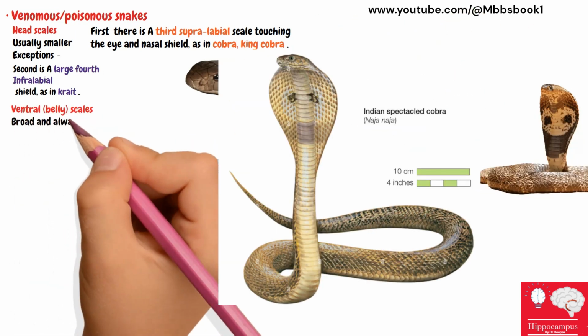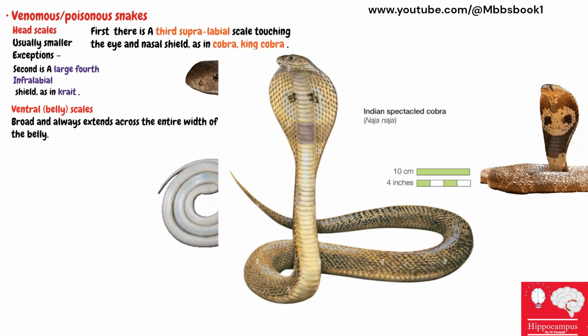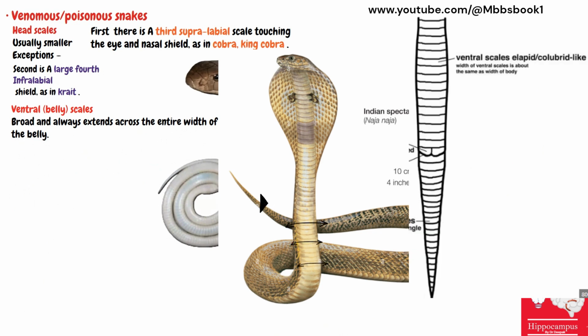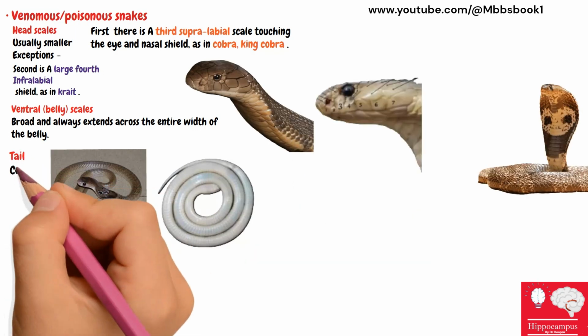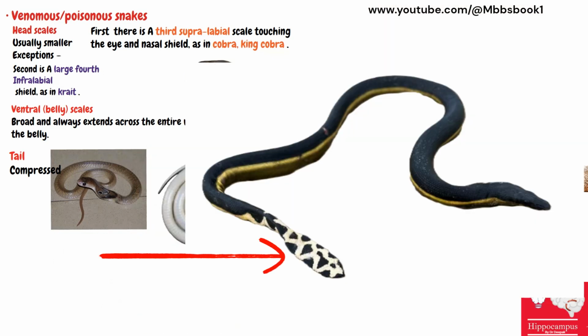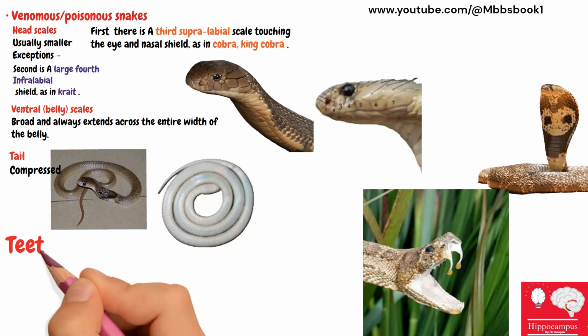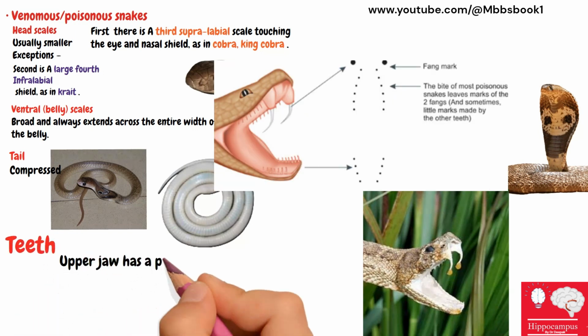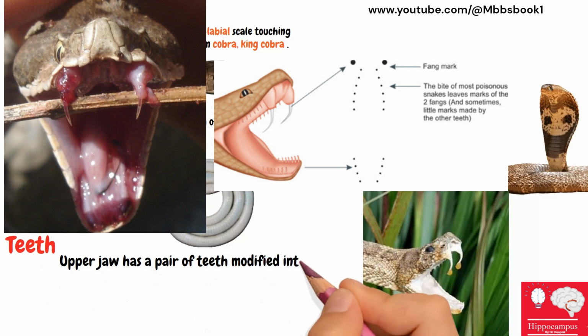After the head scale, now come to the belly scale. We are looking at the ventral body surface of the venomous snake. There are larger belly scales which cover the entire width of the ventral body surface of a venomous snake. The next one is the tail of the venomous snake. The tail is compressed in a venomous snake and it may be flat in the case of sea snake. Come to the teeth of the snake. There are two fangs in the venomous snake. These are like modified canines.